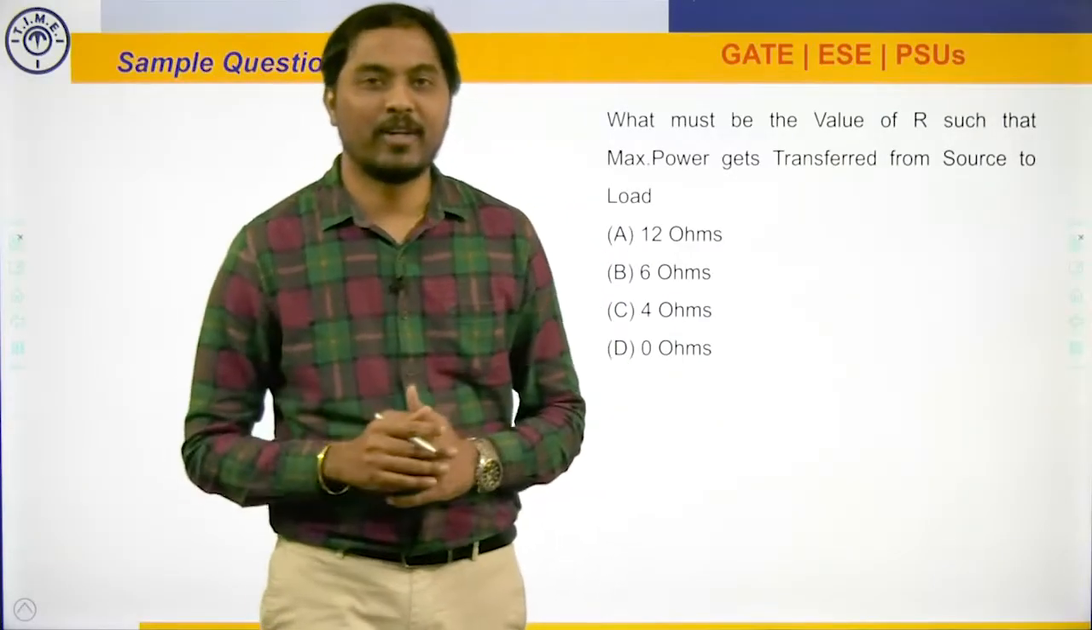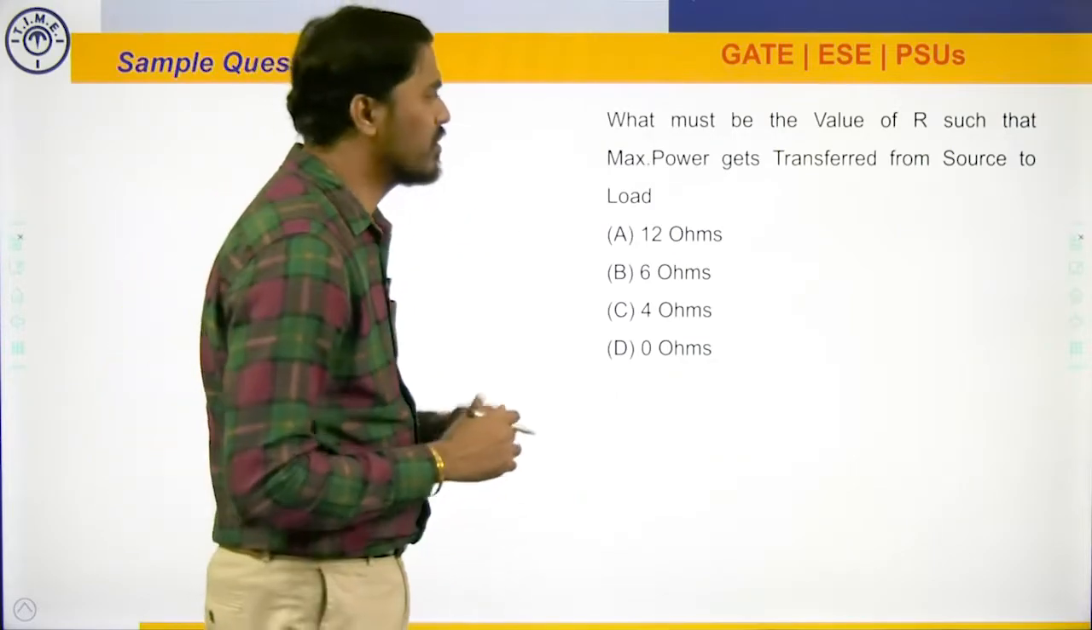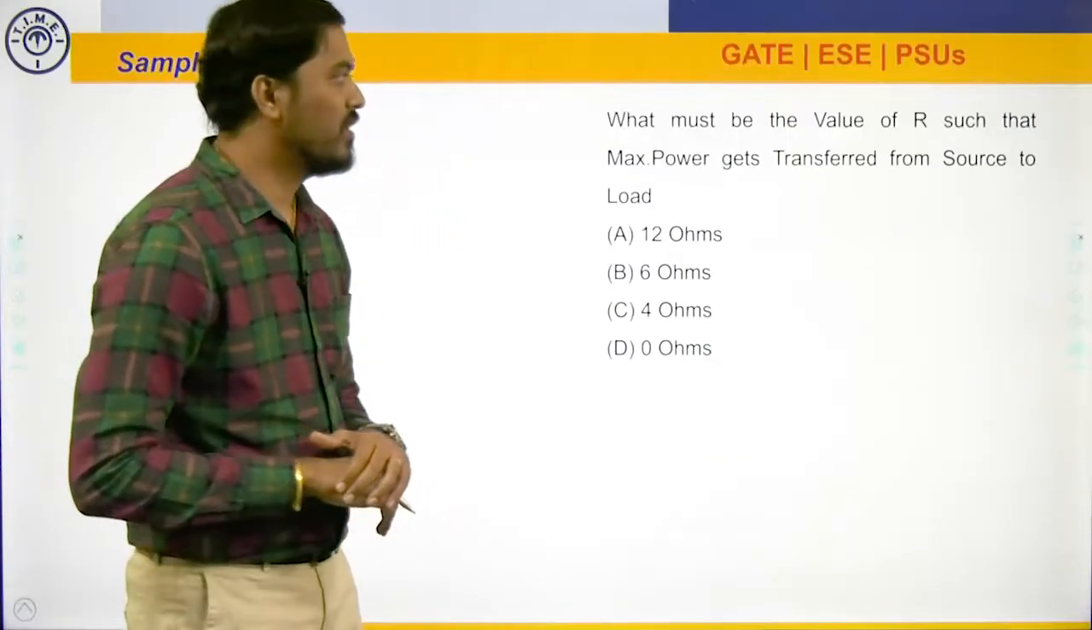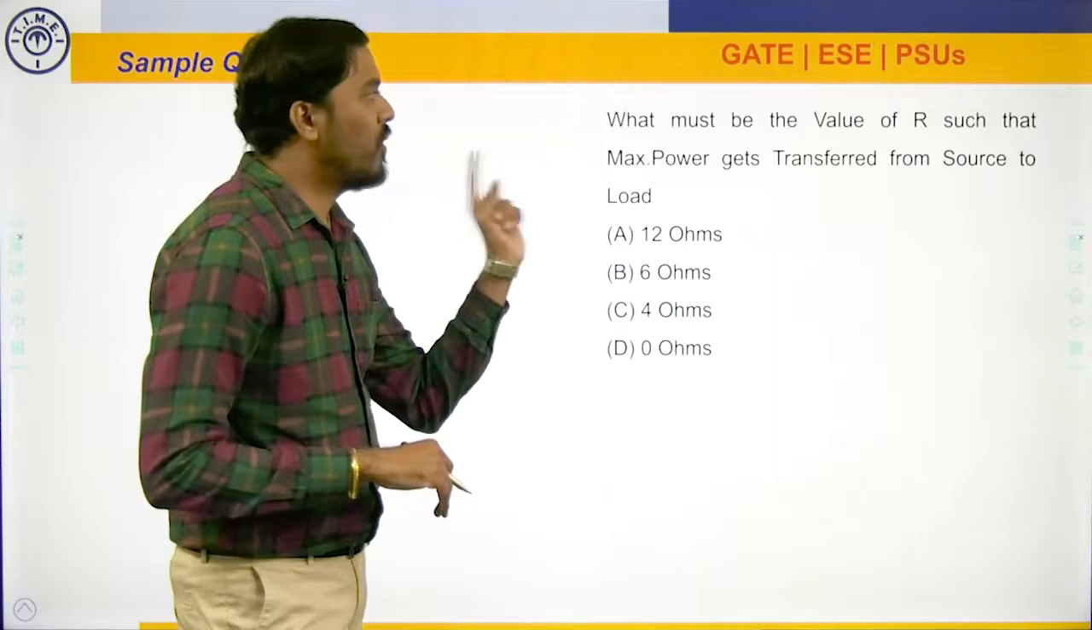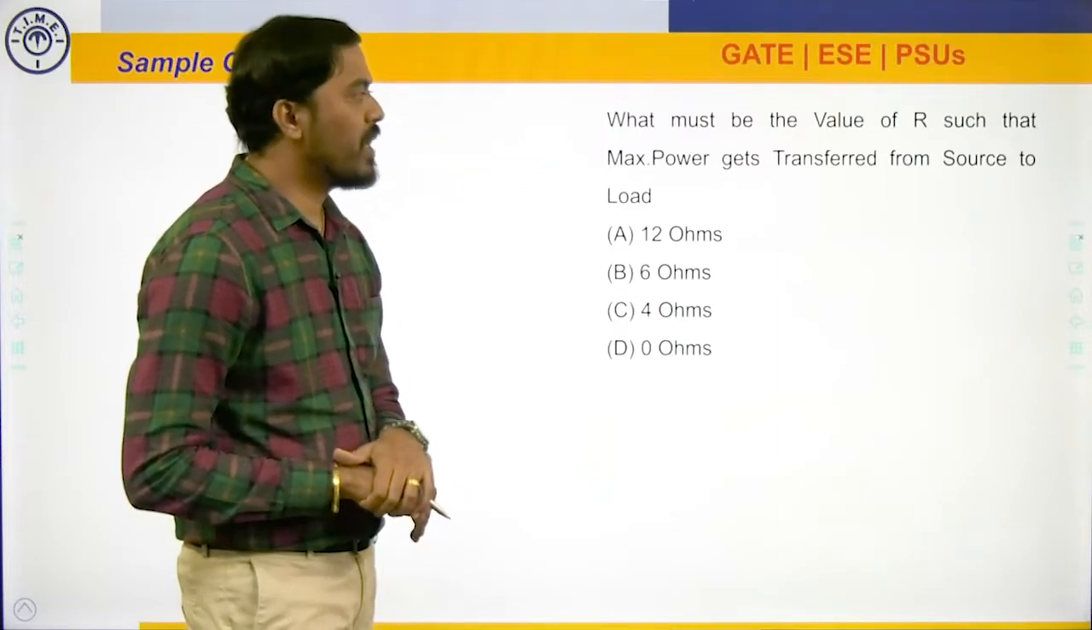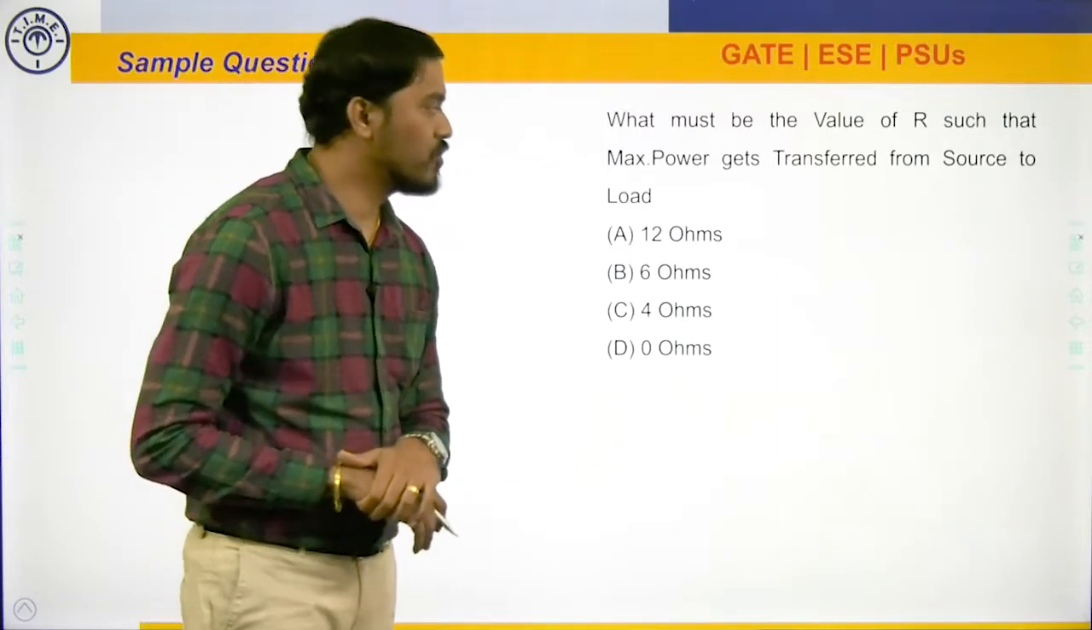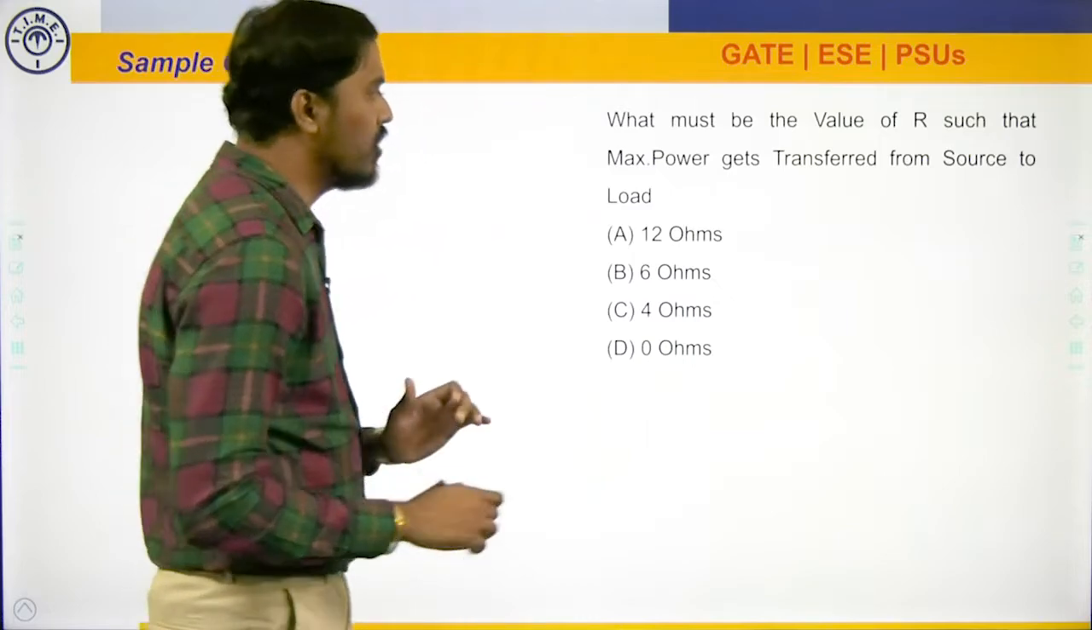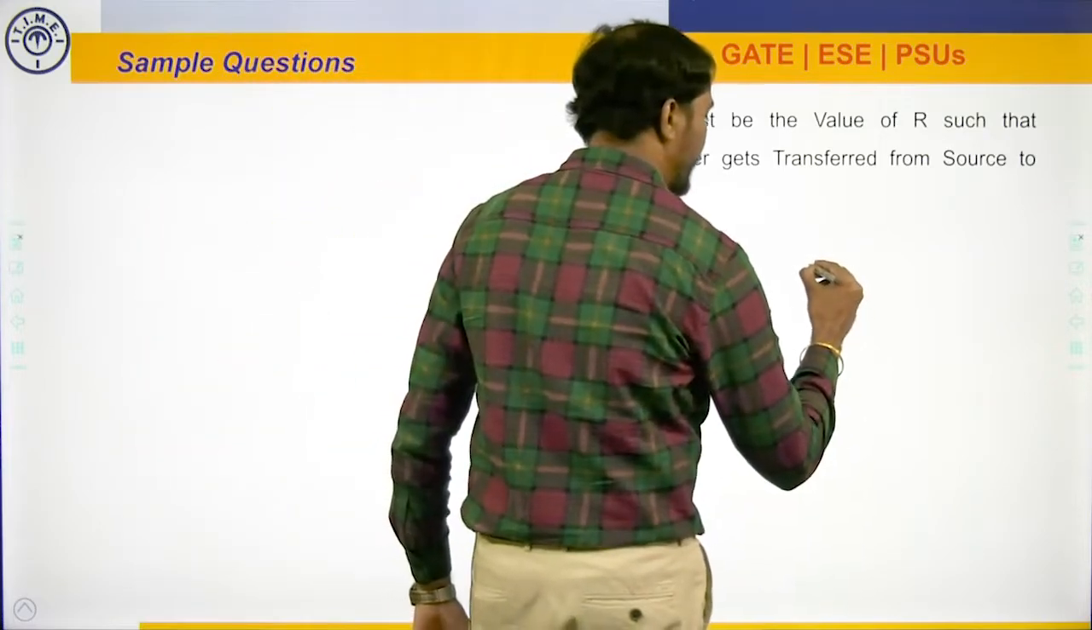Now let us have a look at one question related to theorems. It's a very popular question. Let's see. What must be the value of R such that maximum power gets transferred from source to load? Okay. Now let me draw that circuit here.